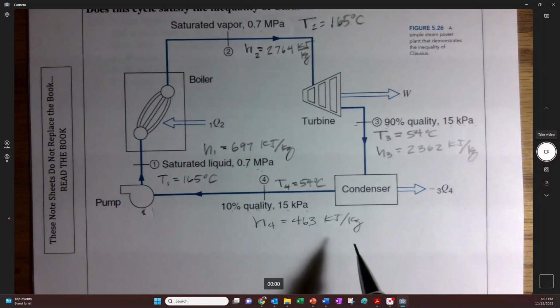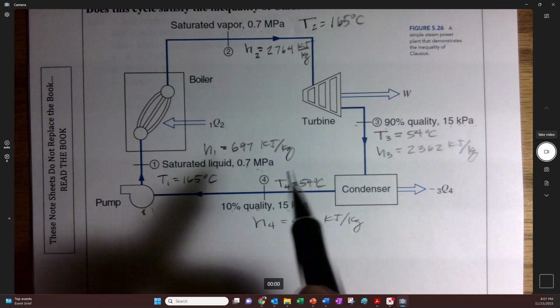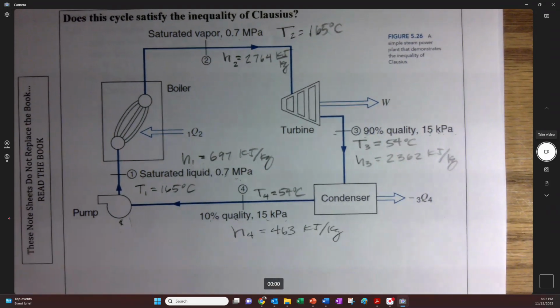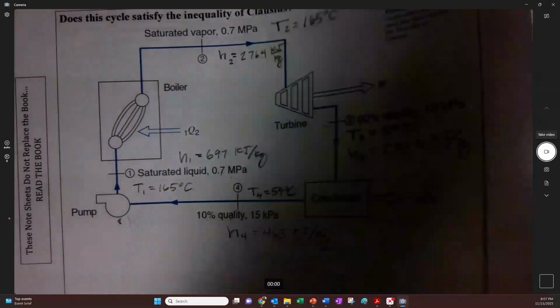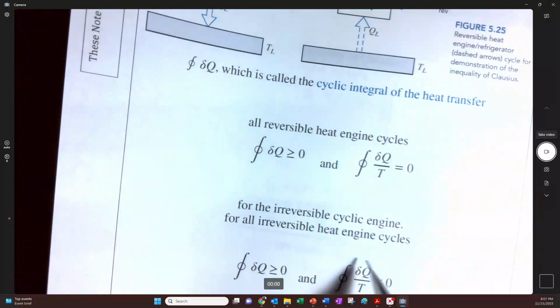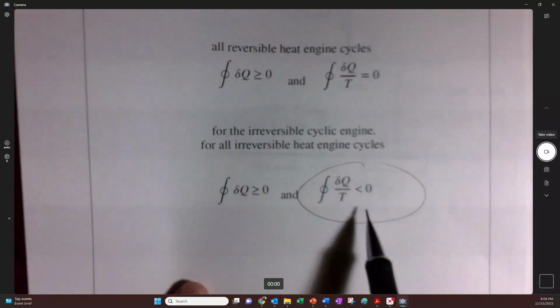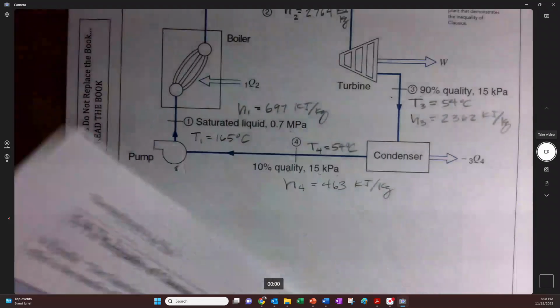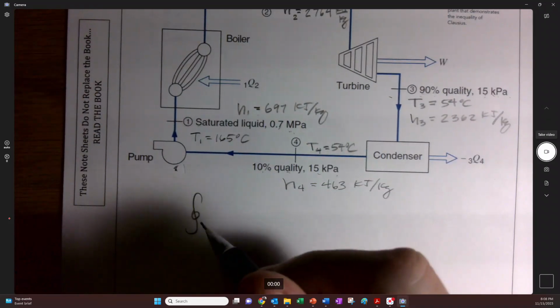All right, so I think we get everything. The only two places where heat is exchanged, right? And remember that we're looking back at the Clausius inequality. We're looking at this guy. We want to see if this is true. So let's add up. In order to write this out, let's go here.